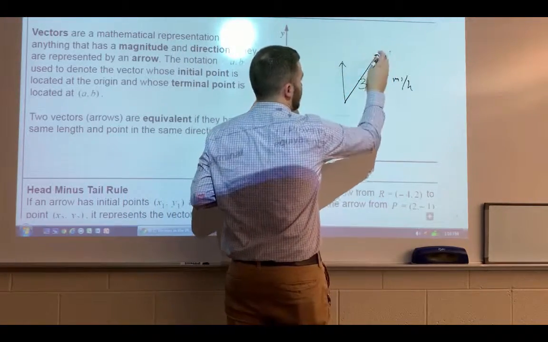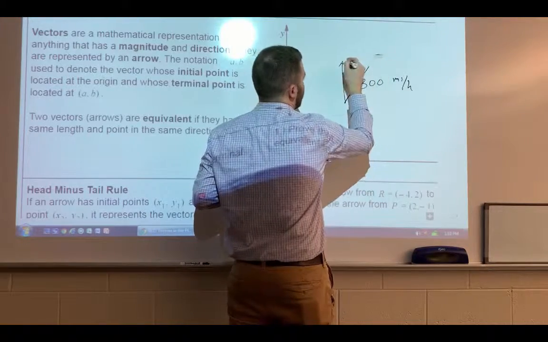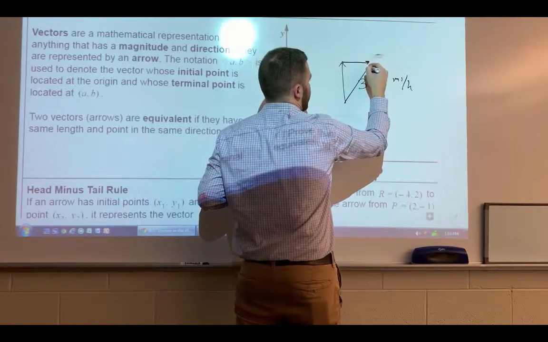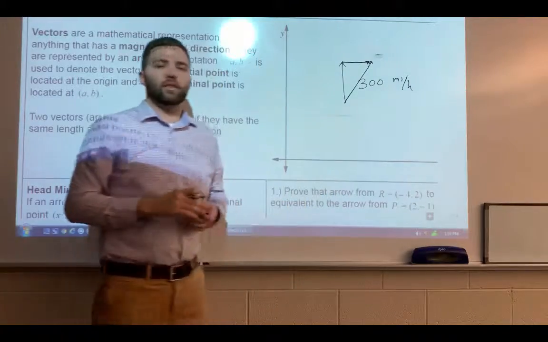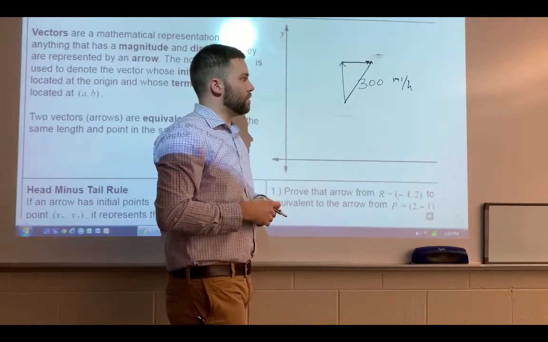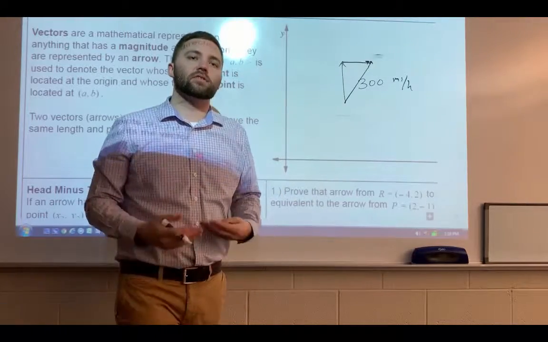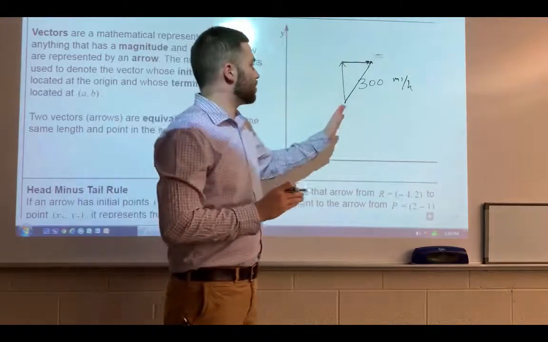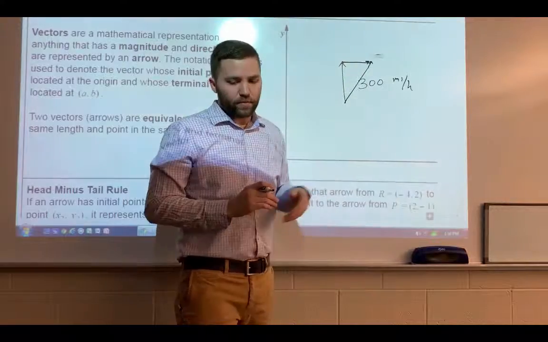So what we can imagine is the wind comes in like this, and the plane actually starts moving in that direction. So you can probably imagine that, right? Even if it's only a 50 mile per hour wind, it's still going to push the plane off of the course of straight north.